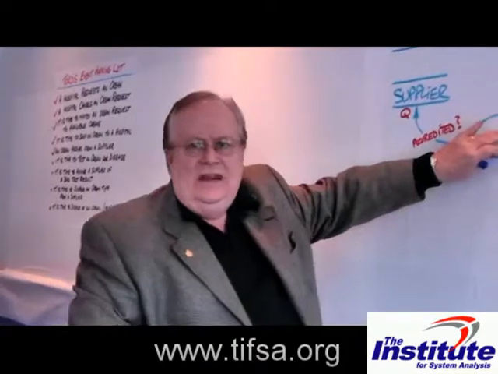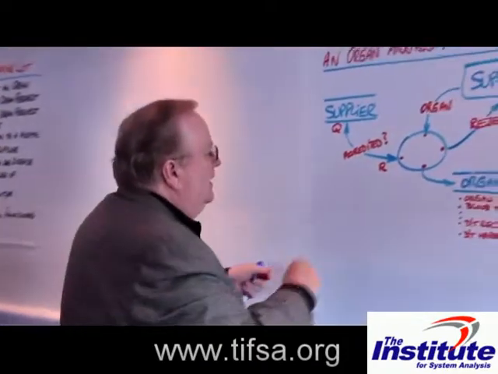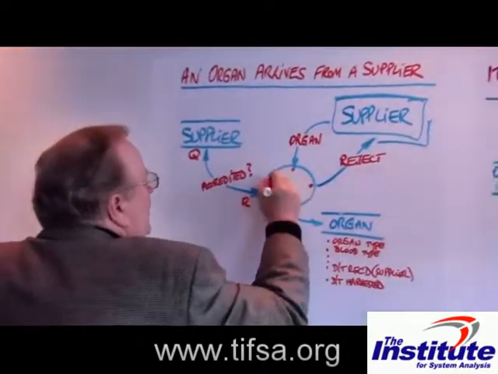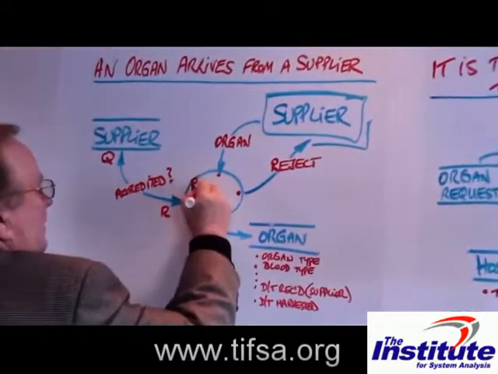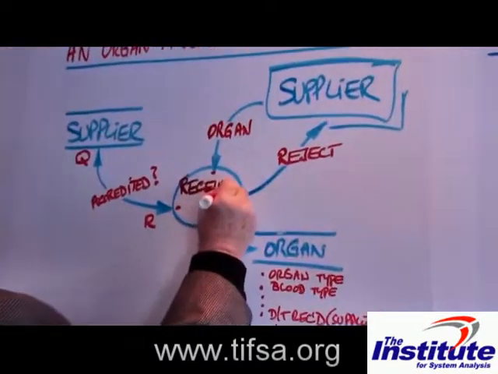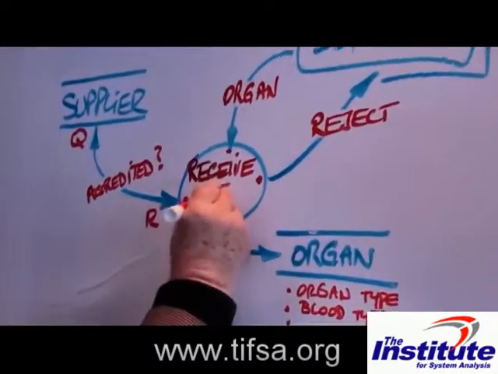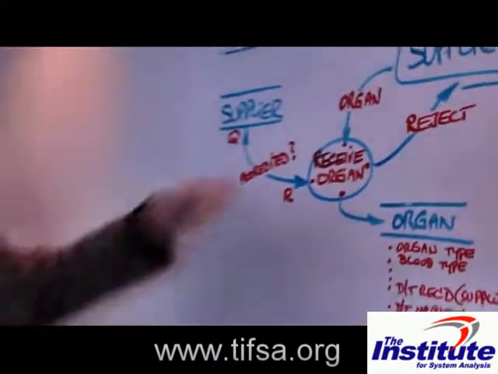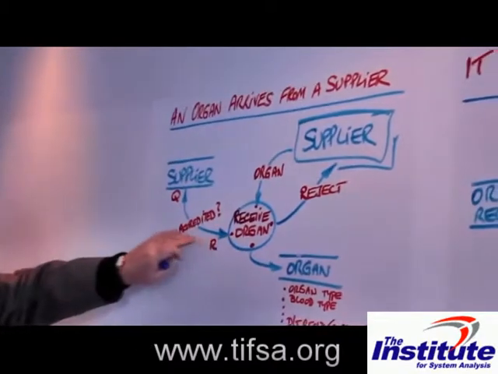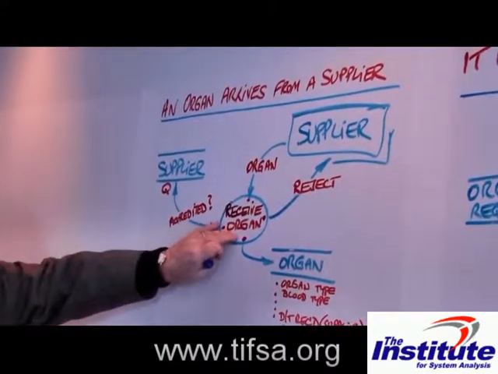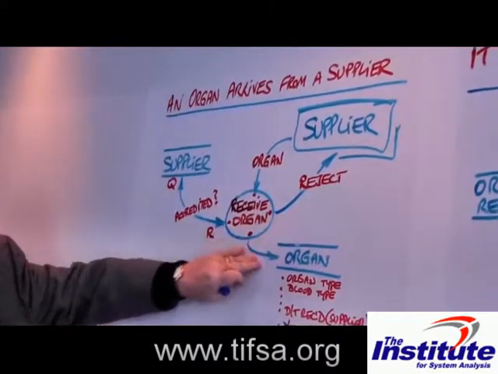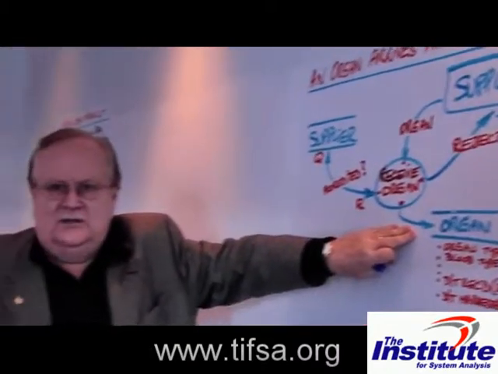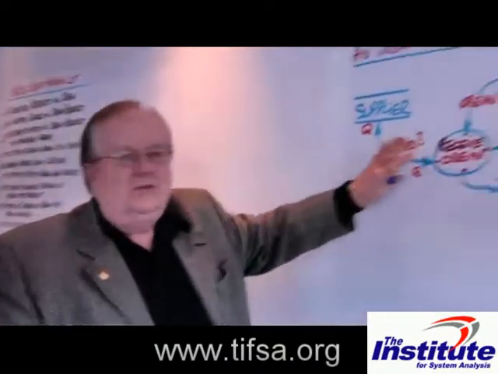And now let's give this a name, give this a label. A strong verb noun construct, I'm going to say receive organ. Now we have receive an organ from a supplier, determine if they're accredited. If they're not, reject the organ. If they are, keep track of the organ, record it, accept it, and keep track of it. That's all there is to it. Next, we're going to go on to the business rules table for this process.